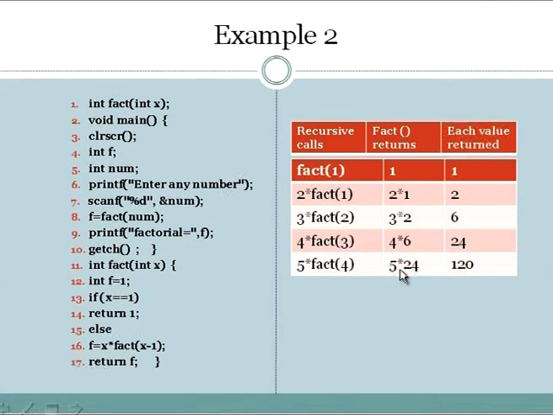That's why now 5 multiplied by 24, this expression is evaluated, and the final result returned is 120, and 120 will be stored in f. The return f statement will return the final result of the function, and that result will be assigned to the variable f. Then the printf function will display the result on the computer screen. Let's exercise this example on the computer.